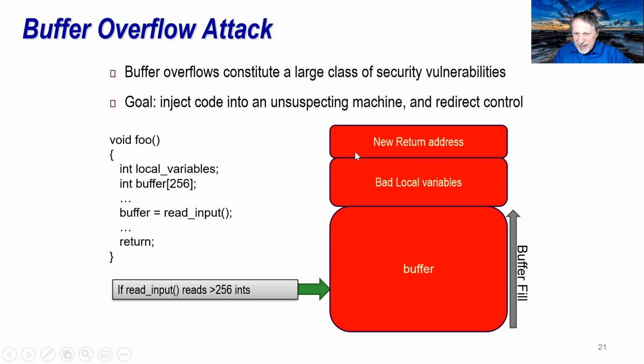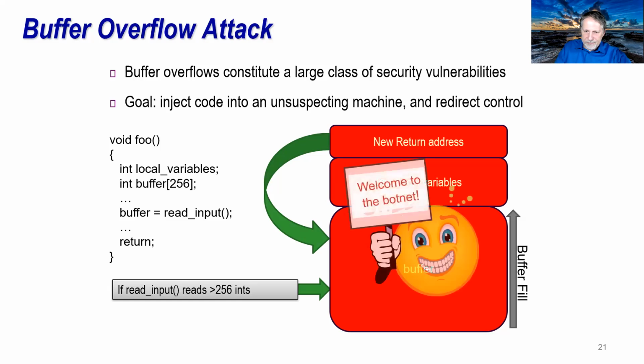And now the programmer has given me, the attacker, the ability to overwrite the return address in the current function. So you know what I can do? I can jump to my buffer and I can execute my buffer. I've now taken over your machine. What I've done is I've manipulated memory through a software bug, and I've taken over your machine. Welcome to the botnet.